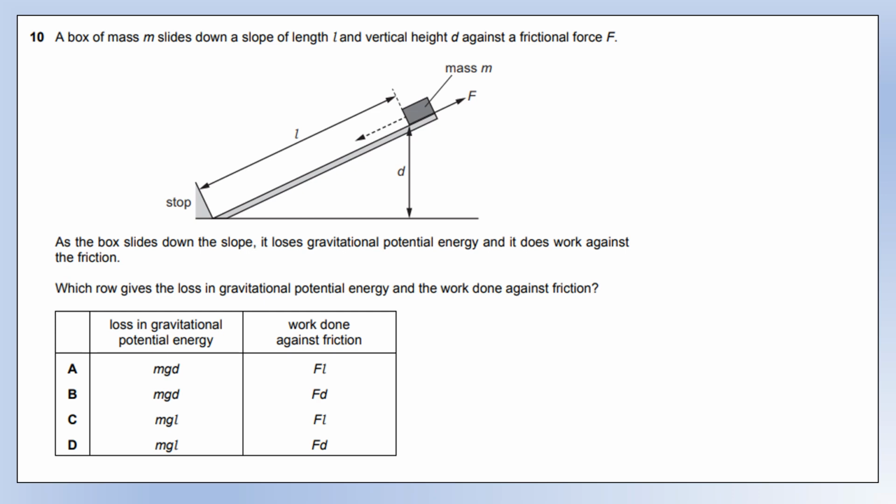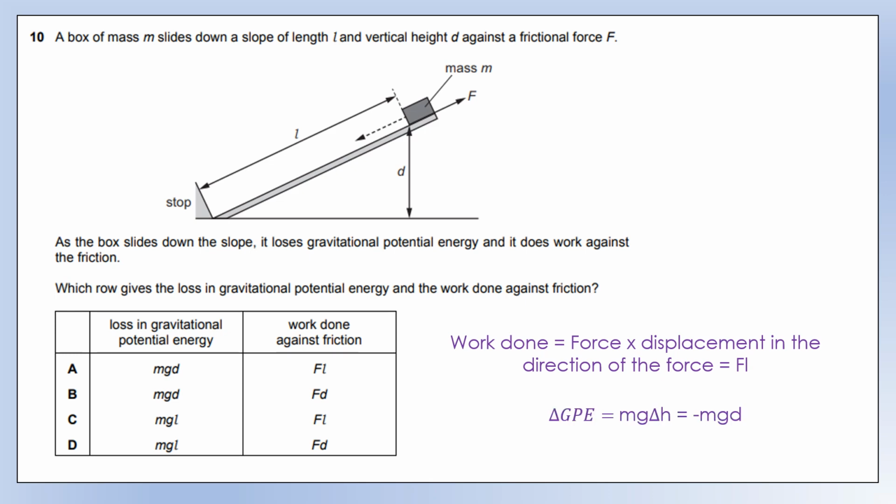Okay, so the equations we're going to use: the work done is force times your displacement in the direction of the force. So the force is acting parallel to the slope, so we need the distance travelled parallel to the slope, which is L, so we're going to do FL. And change in gravitational potential energy is mg delta h, and the change in height is given by d. So we can see, looking through the table, we want option A as our answer.